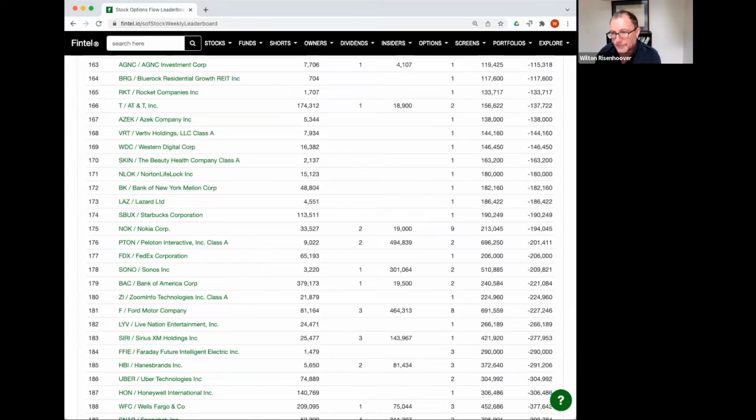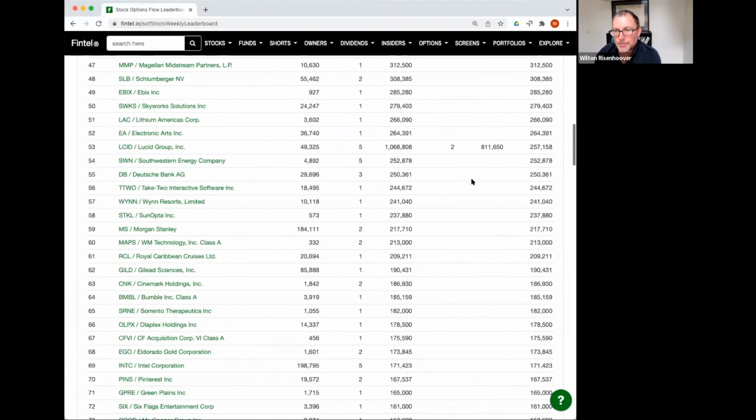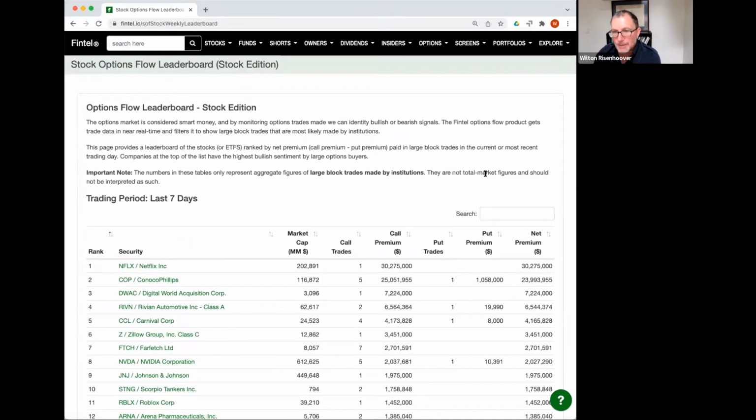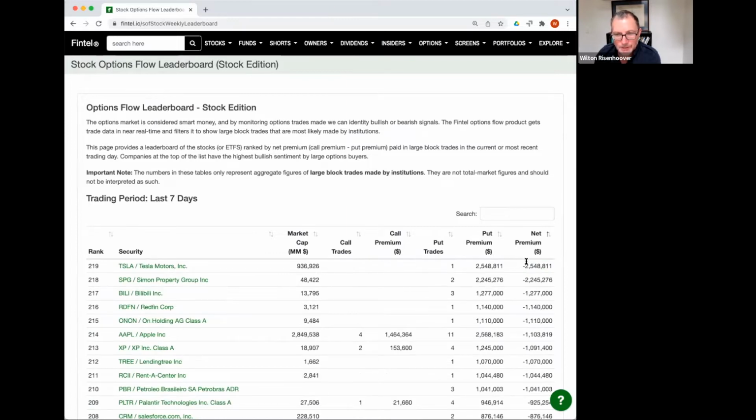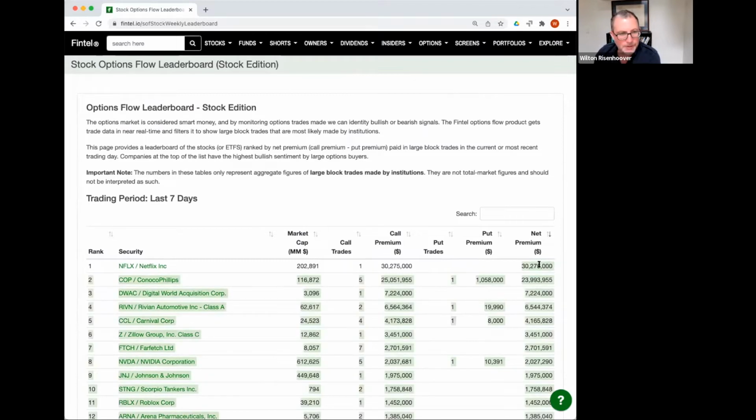How is the rank? We're ranking this by net bullish premium. All we're doing is adding the call volume and subtracting the put volume from the call volume. That's how we're doing this. So we get the net premium. The bigger the number is, the more bullish it is. If I sort this, turn it around, this is a very negative sentiment for Tesla. This is a very bullish sentiment for Netflix.